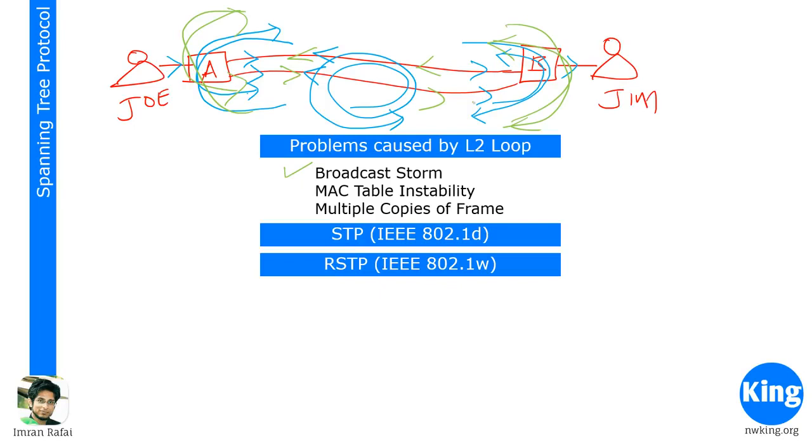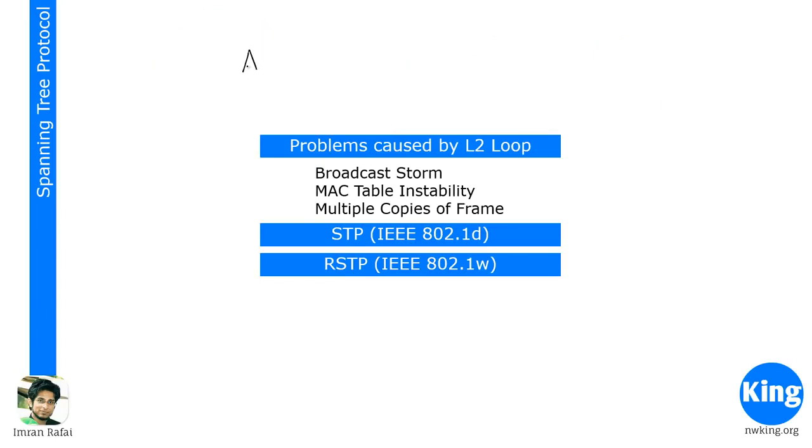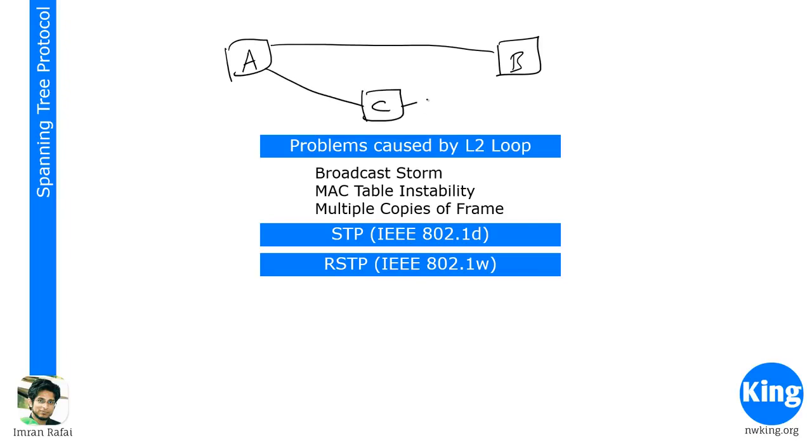The second problem is MAC address instability, right? So this is switch A and this is switch B. Let's put another scenario here, and ideally in today's world, this is more common than having two links between switches. This could be one of the reasons why you have a loop. Again, you have 3 devices, and 3 devices still form a loop.